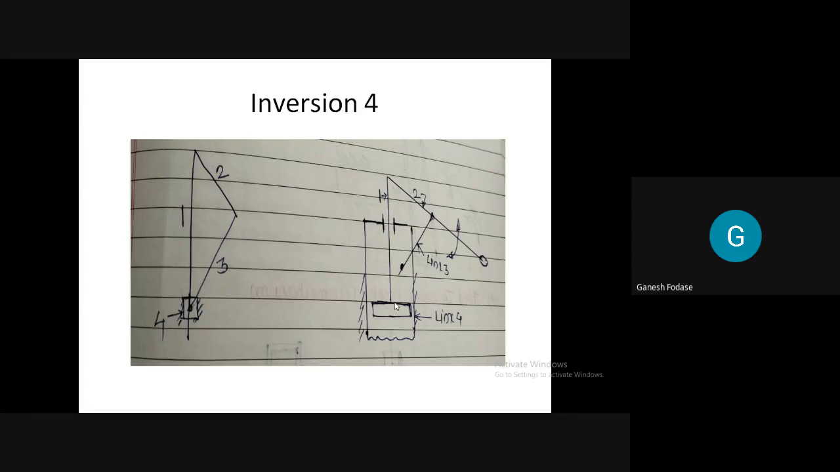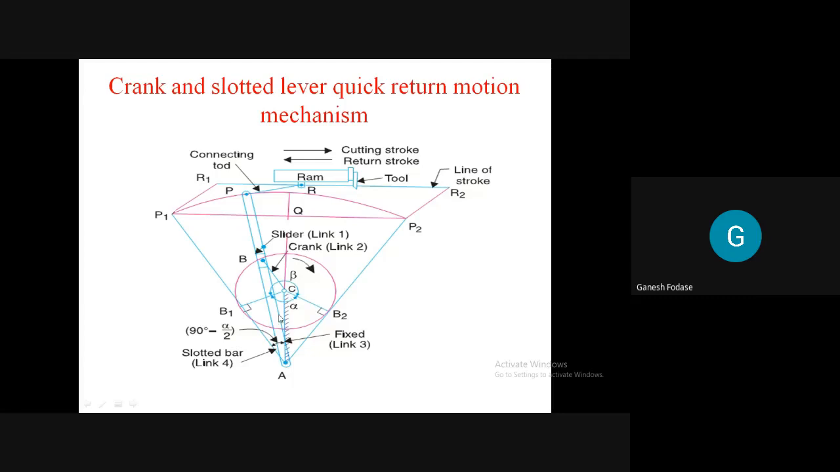Relative motion between the links does not change. Relative motion remains the same. Maybe absolute motion with respect to the fixed link gets changed. This is the advantage of inversion. Here, absolute motion may get changed with respect to the fixed link, but relative motion between two different links will remain the same. That means link number 1 and 4, in any inversion we see, we talk about any inversion.